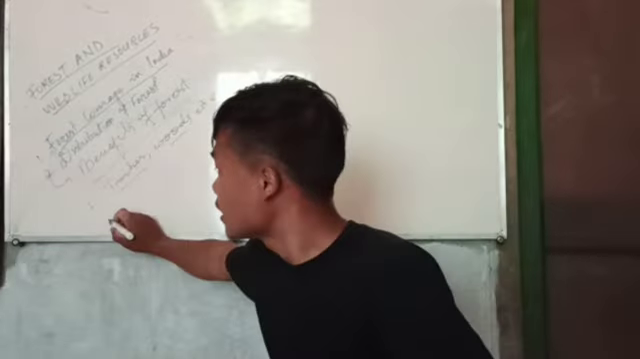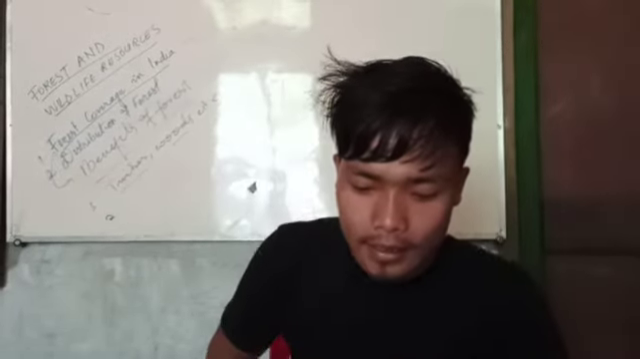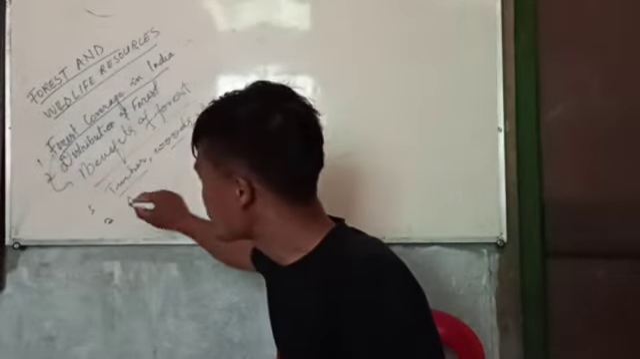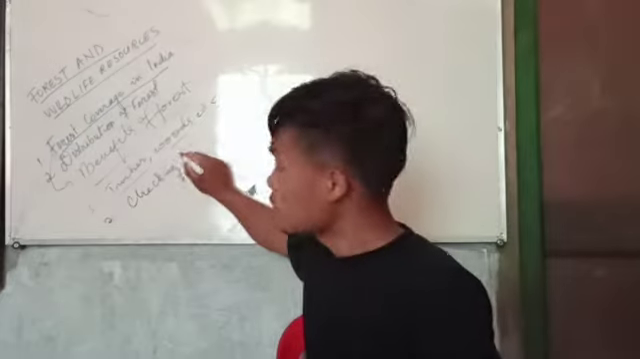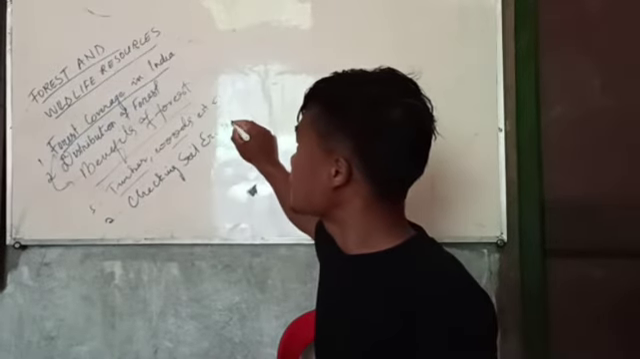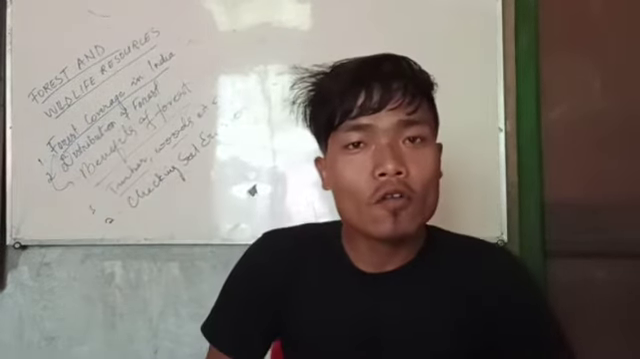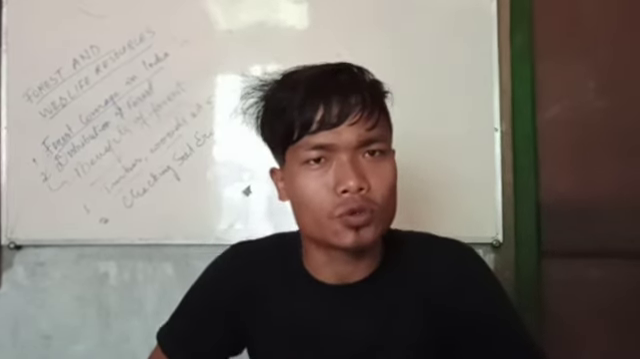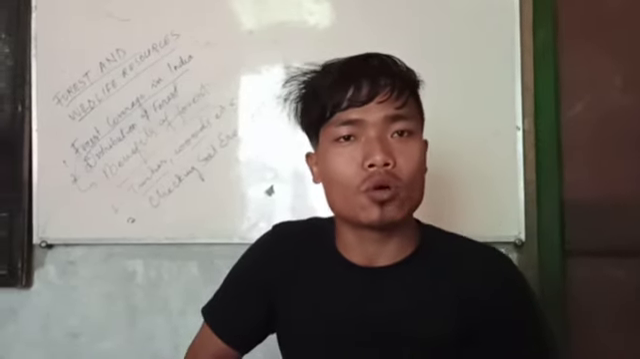And number two, how does forest help us? Forest helps in checking soil erosion. Forest plays an important role in checking soil erosion. When we say soil erosion, it simply means the removing or the washing away of the topsoil or the earth by weathering, maybe because of the rain, rivers, water, wind, and so on.